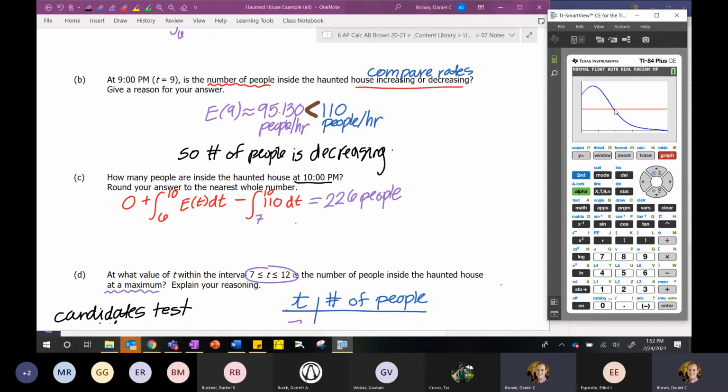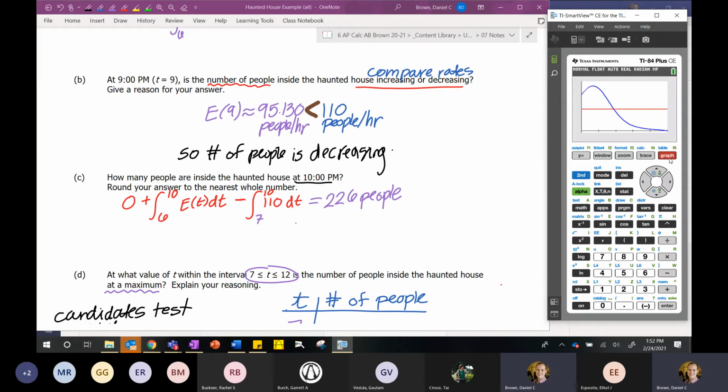Questions on anything I've done so far? Yes, Mitch? So I got, is the blue line supposed to be the sine function? It depends on your calculator. Mine was blue because that was the color beside the Y1. Okay, so yours might be different. I got two straight lines. Then you probably typed in the function wrong, so I'd double check how you typed in E of t.